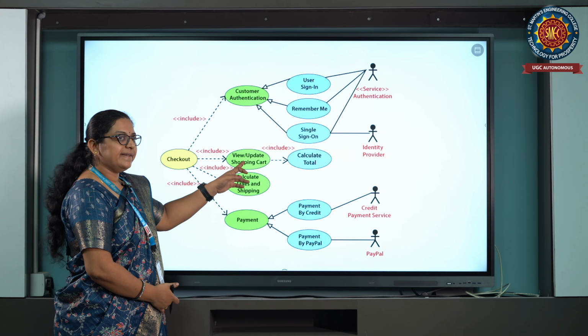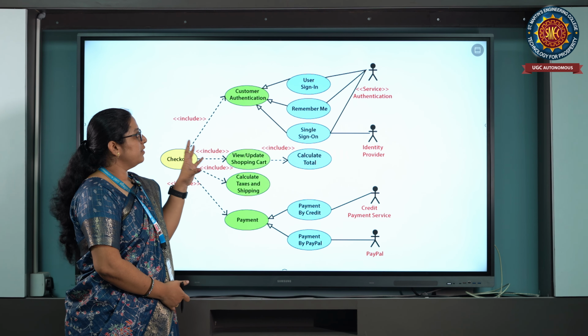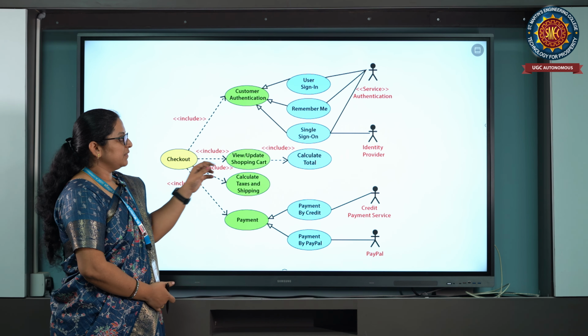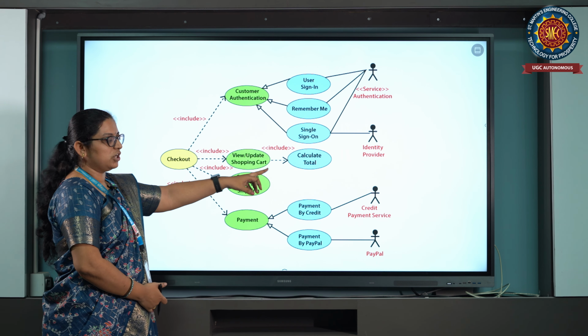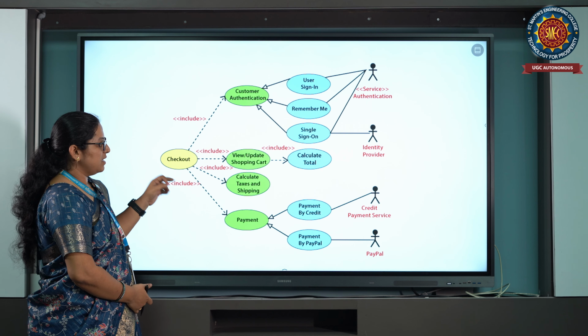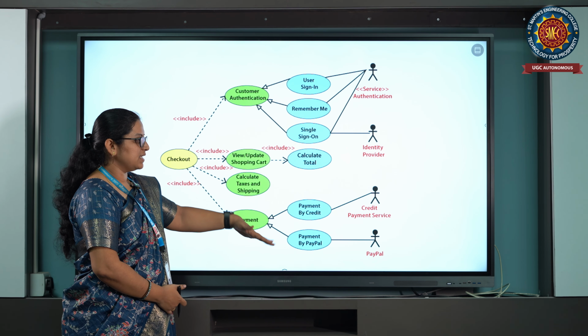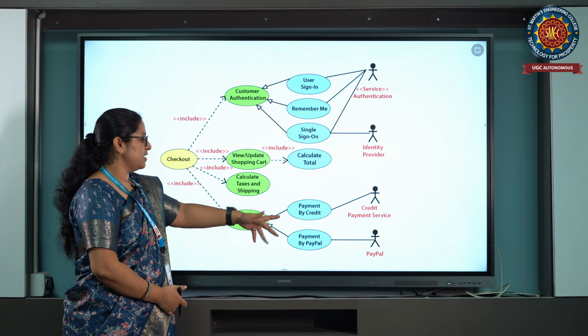After that, update the shopping. If they purchase, calculate the total products and calculate the taxes and shippings. Payment, the bills. The payment is credited payment services or debited payment services, like that.